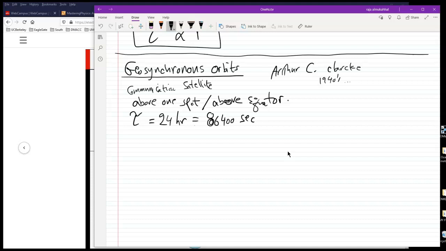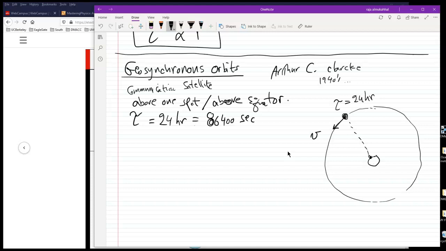So it will look something like that. Here is the object that is in geosynchronous orbit. There it is, right here. And here is the Earth. And it is always on this spot of the Earth, specifically. So in other words, the period of this satellite is 24 hours. And we are interested in finding what is that velocity, or maybe how far is it? How far should it be from Earth? You see what I'm saying?